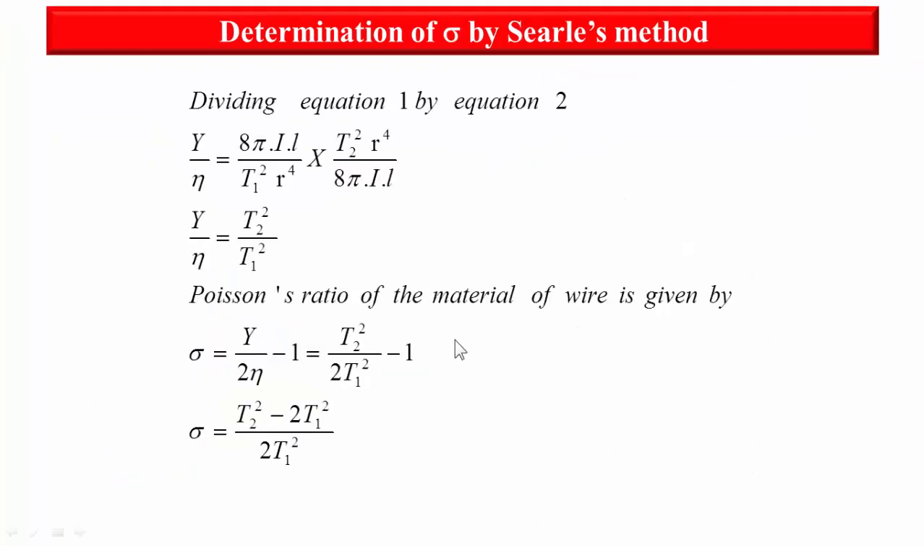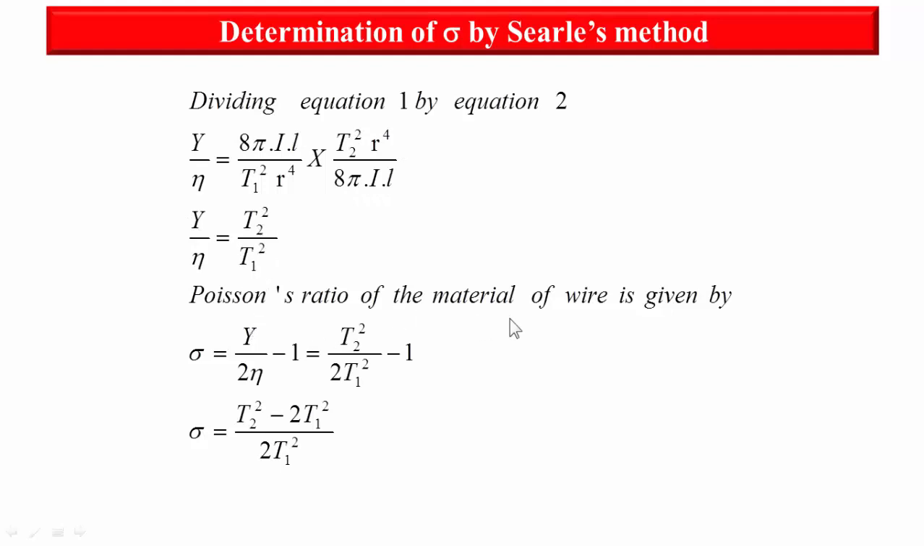Now let us see how one can determine the Poisson's ratio sigma by Searle's method. Now dividing equation 1 by equation 2, equation 1 which we obtained in the first part and equation 2 which we obtained in the second part of the experiment. So we write Y by eta is equal to 8 pi IL T1 square by r raised to 4, this is for Young's modulus, and 8 pi IL upon T2 square r raised to 4, this is for eta. So we get Y upon eta is equal to T2 square upon T1 square.